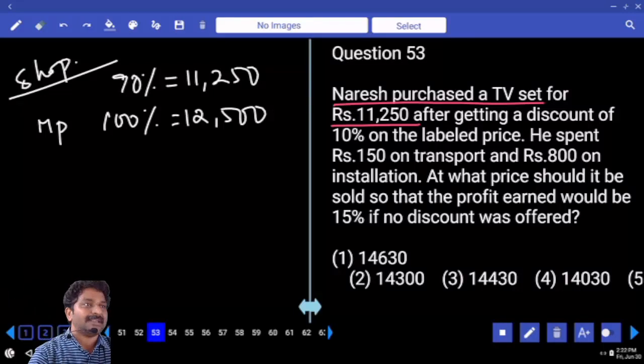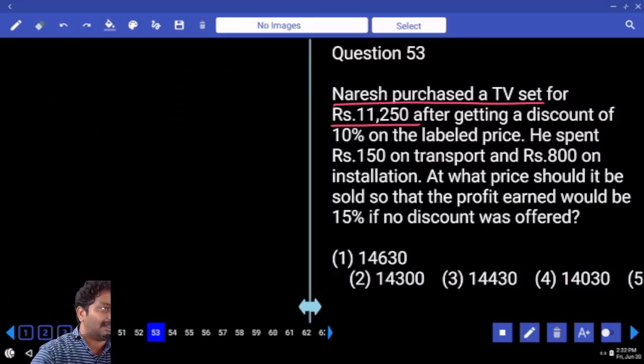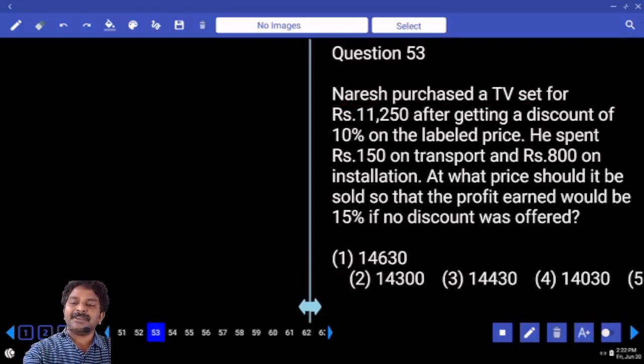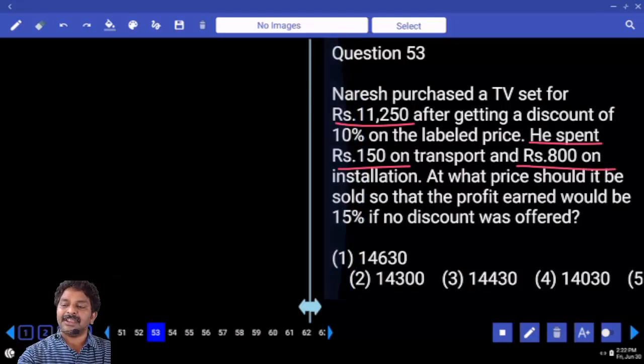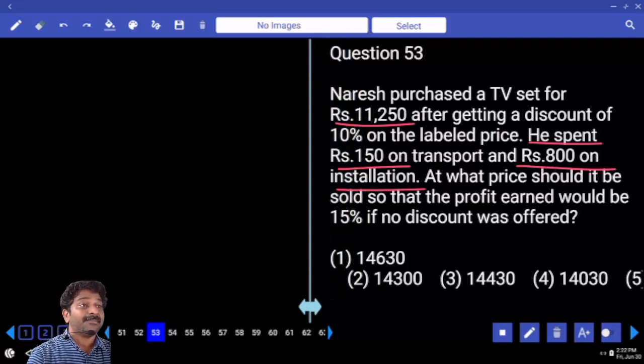Shopkeeper's selling price is the same as Naresh's cost price. Understood? So you don't have to go with this angle particularly, because the question is about Naresh. Naresh purchased it at 11,250. He spent 150 on transport and 800 rupees on installation. That means extra he is spending 950 rupees.